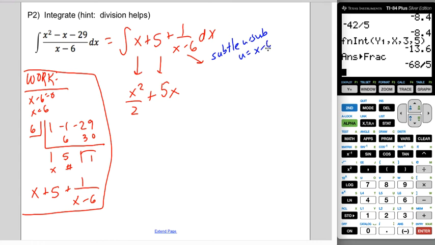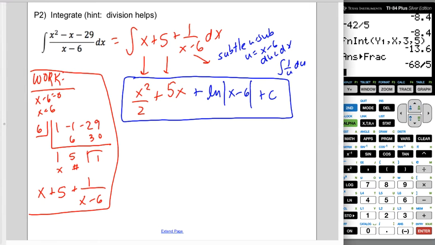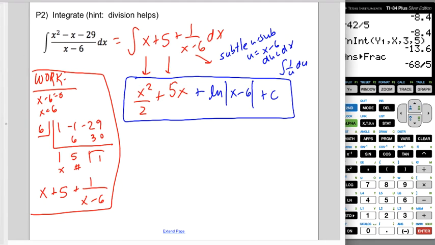Your u is x minus 6. Your du is conveniently dx. So you're integrating 1 over u du. This is going to be the natural log of the absolute value of x minus 6 plus c, right? Again, if you're able to do that level of u sub in your head, nobody thinks that's cheating, but this is what I mean when I say you really need to make sure you know how to do u sub.